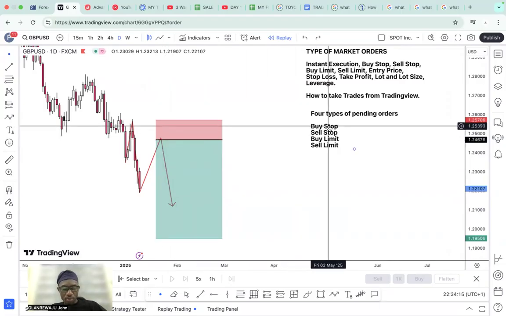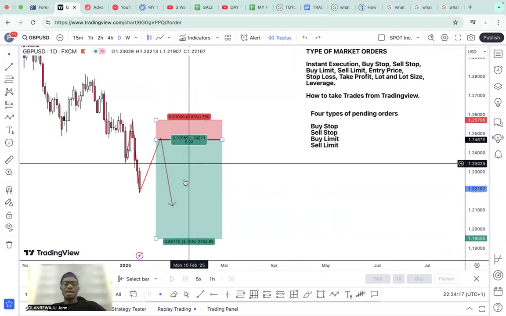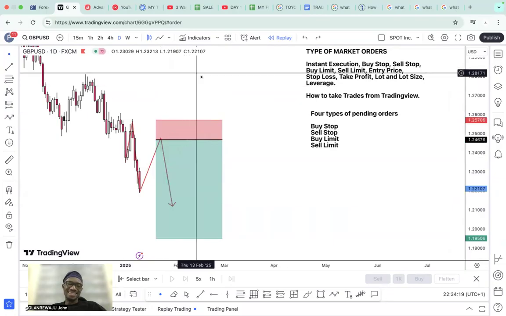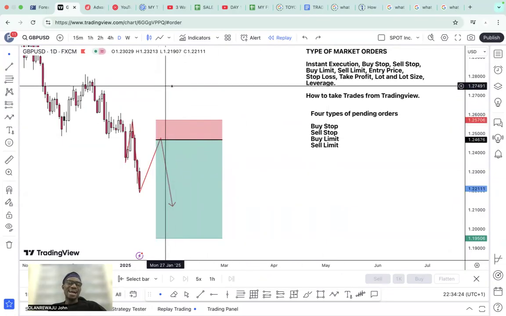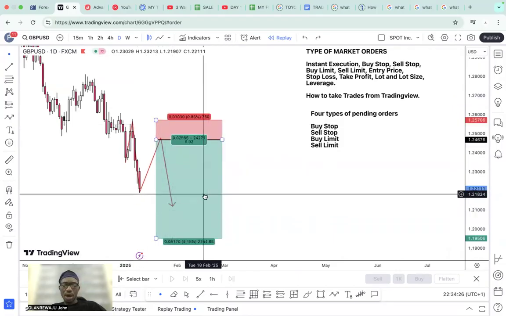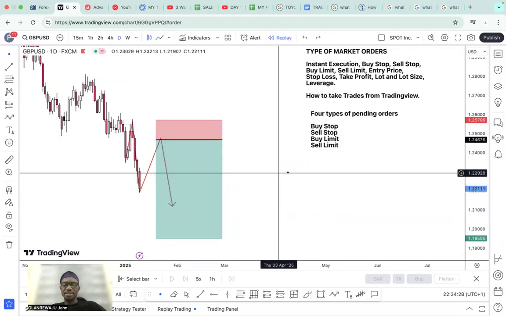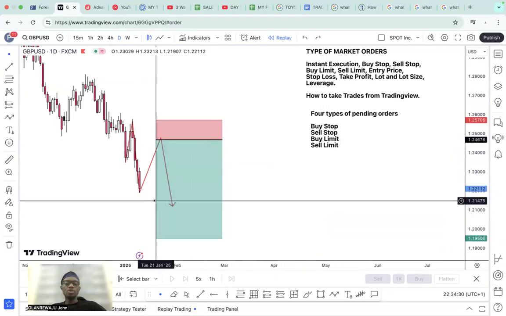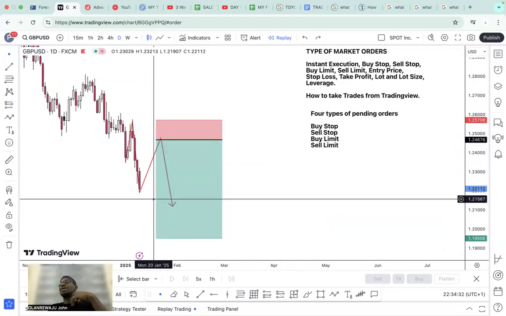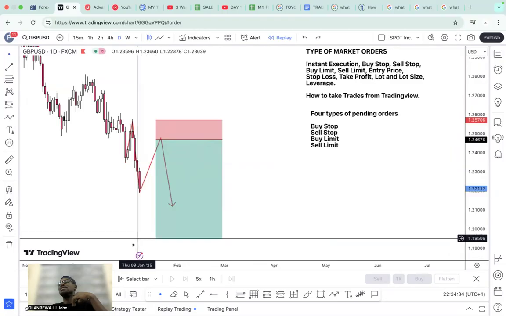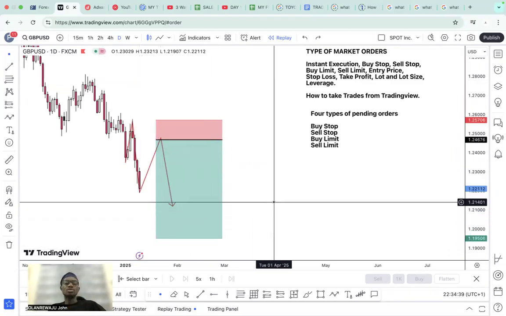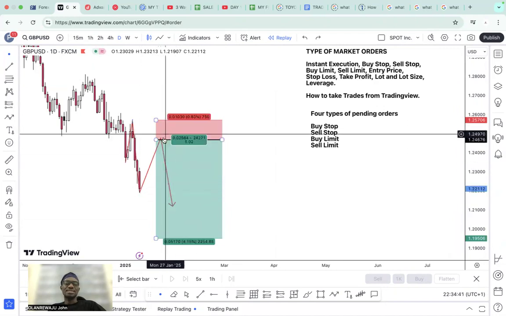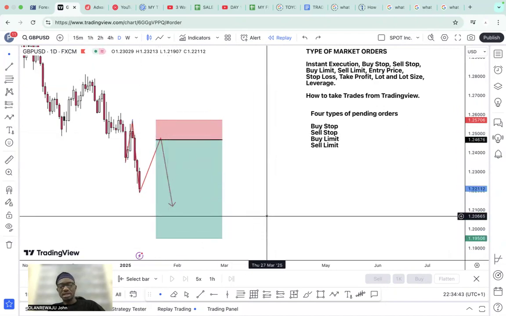So buy stop, I want to buy at a price that is higher than the current market price. Buy limits, I want to buy at a price that is lower than the current market price. Sell stop, I want to sell, but at a price that is lower than the current market price. And then sell limits, I want to sell, but at a price that is higher than the current market price.